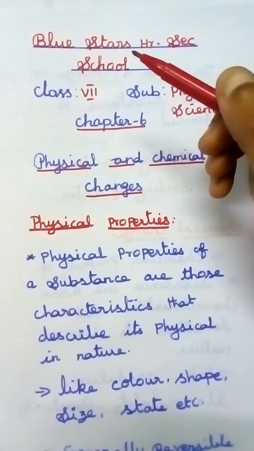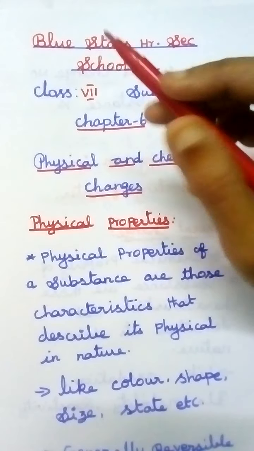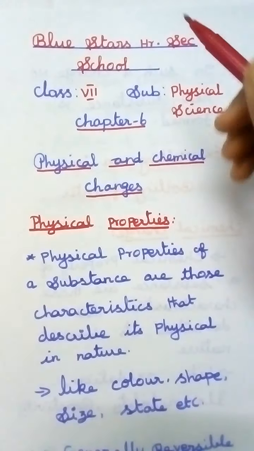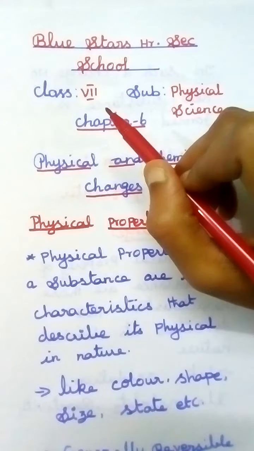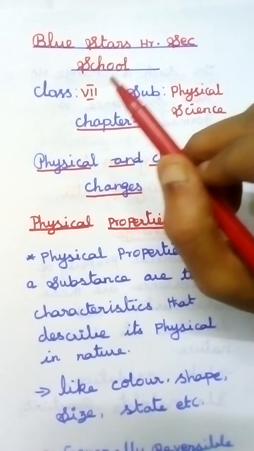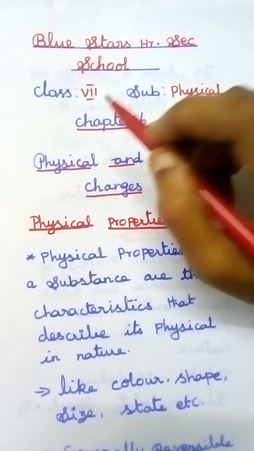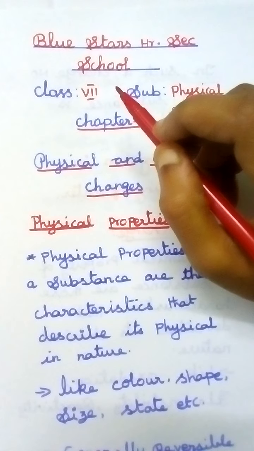Next one is the chemical change. A chemical change is one in which one or more new substances are formed. Chemical change is an irreversible change.